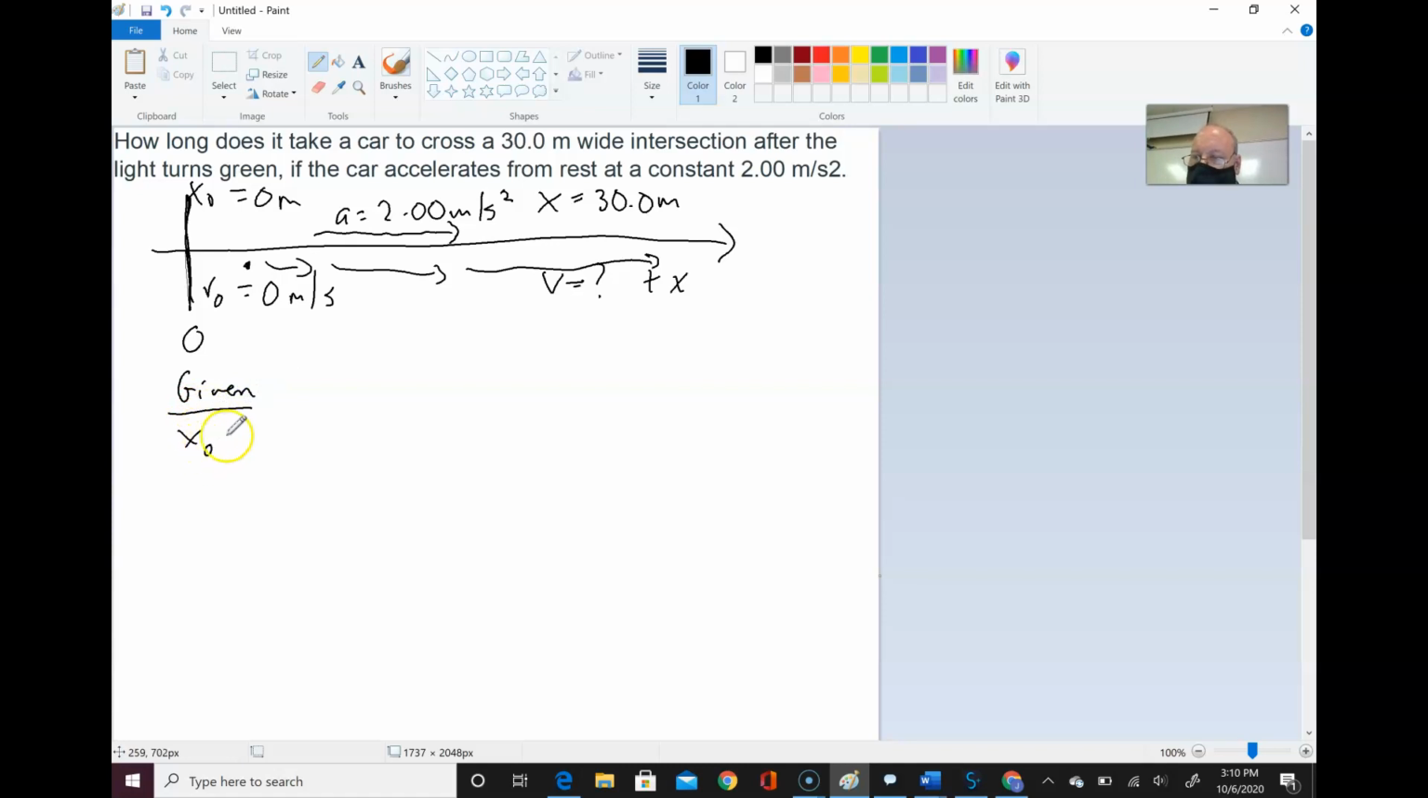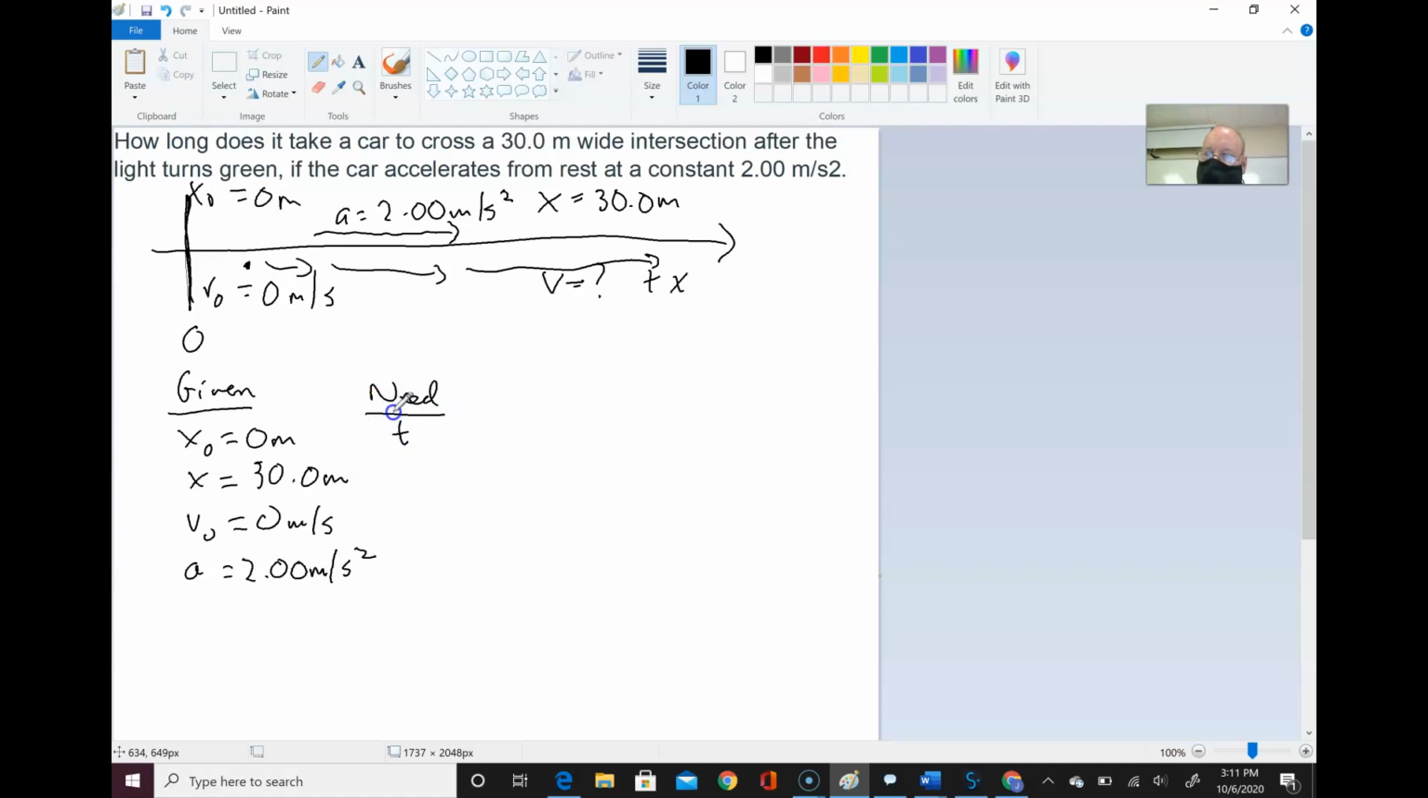Given x0 equals 0 meters, x equals 30.0 meters, that's my final position. My initial velocity is 0 meters per second. I don't know what my final velocity is, so I'm not going to write that down. I know that acceleration is 2.00 meters per second squared. Now in this case I don't have time, but I do want time. Okay, so my need is going to be t. So I can't use that last formula.